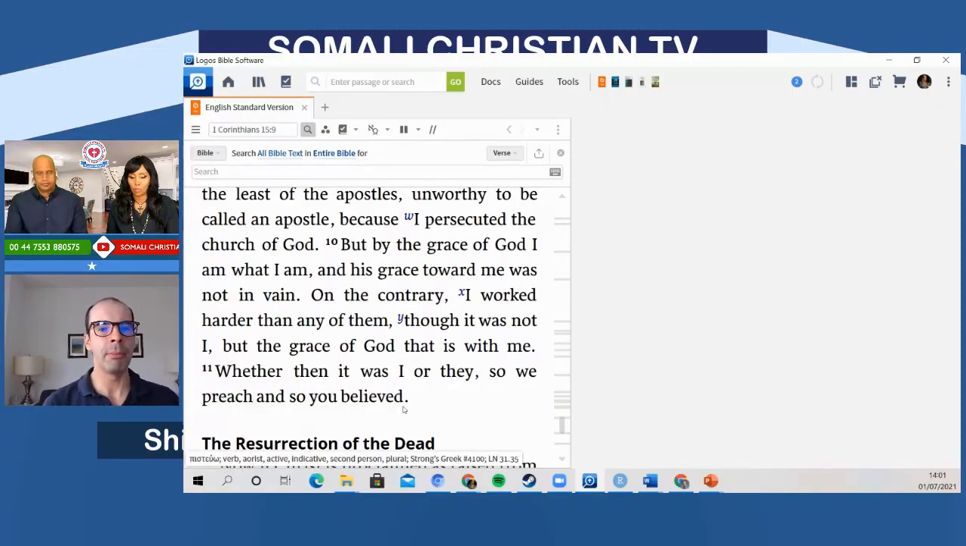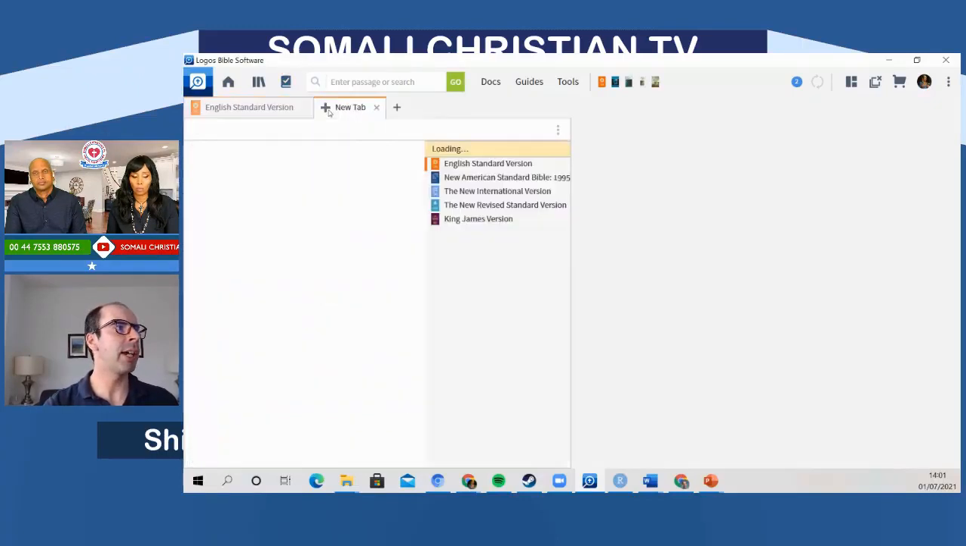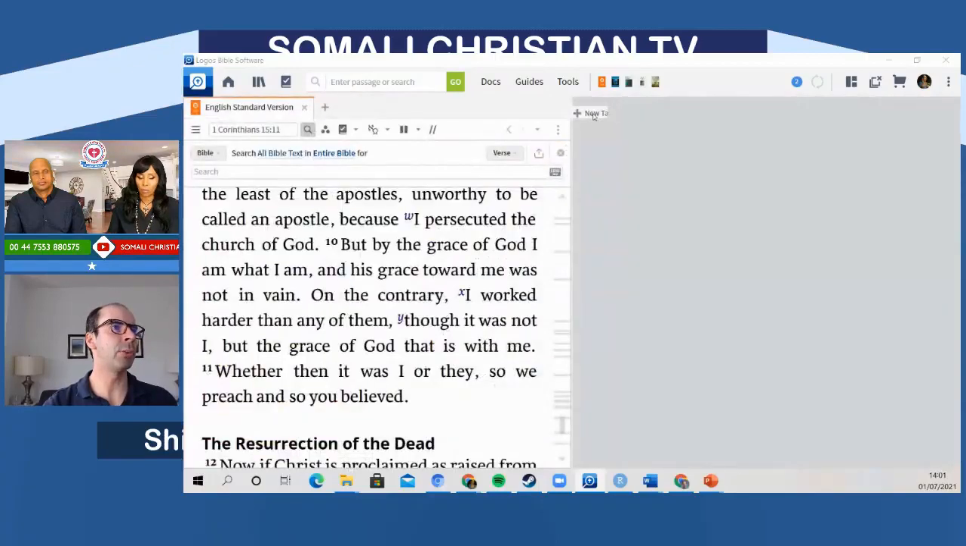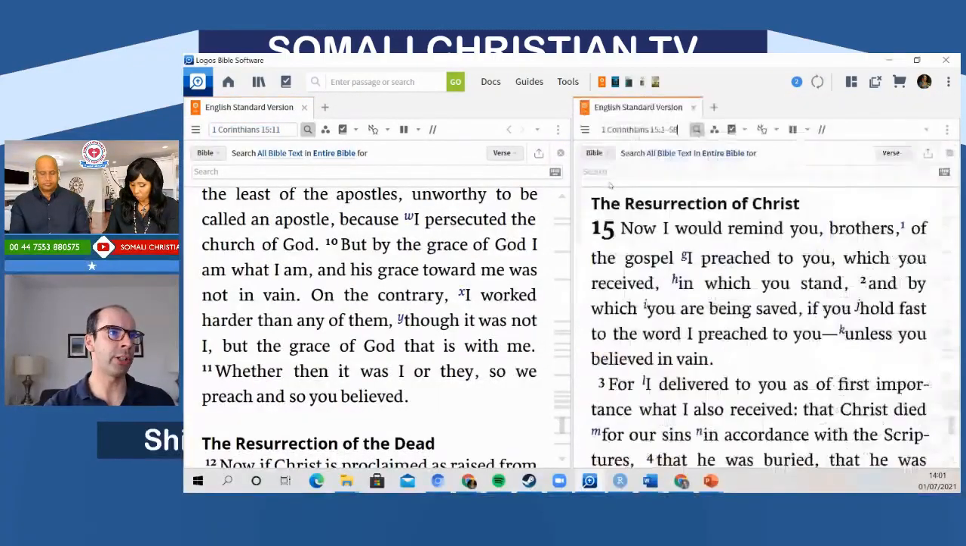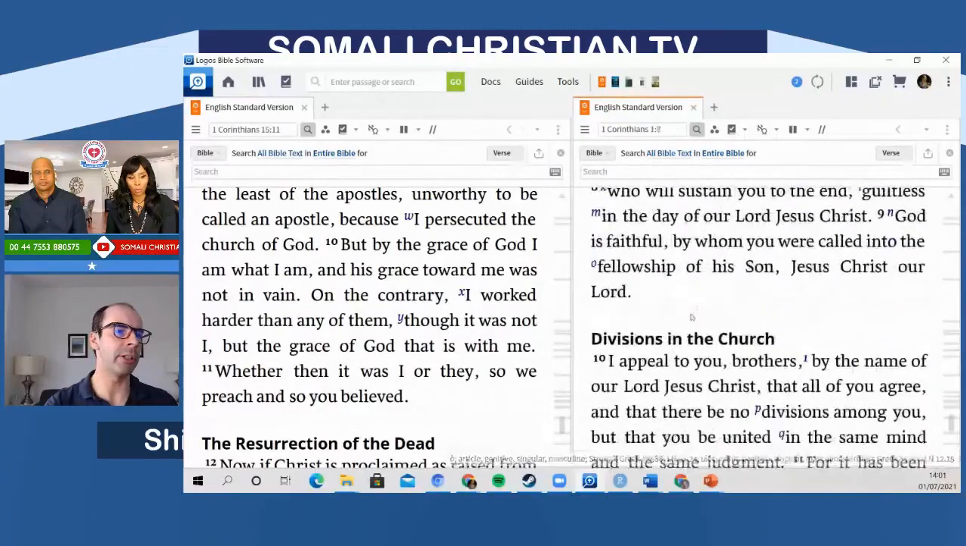So Paul, notice verse 11, whether then it was I or they, being the other apostles, in particular Peter and James and the twelve, so we preached, and so you believed. Now, you'll notice that the Corinthians were acquainted with Peter's preaching. We know this because in 1 Corinthians 1, Paul chides the Corinthians for having divisions and factions in their midst.